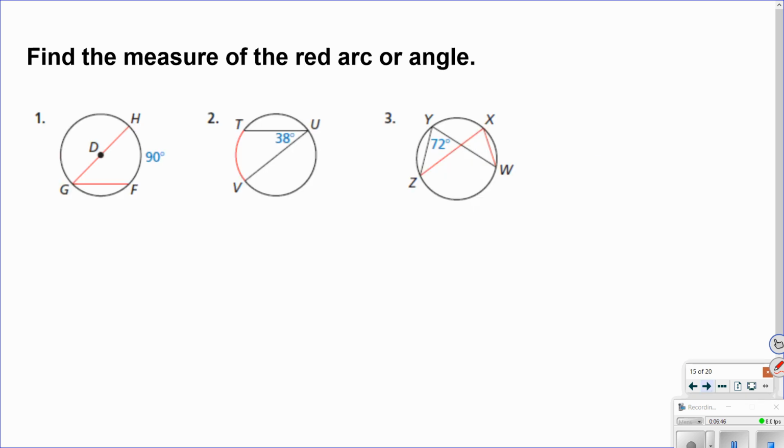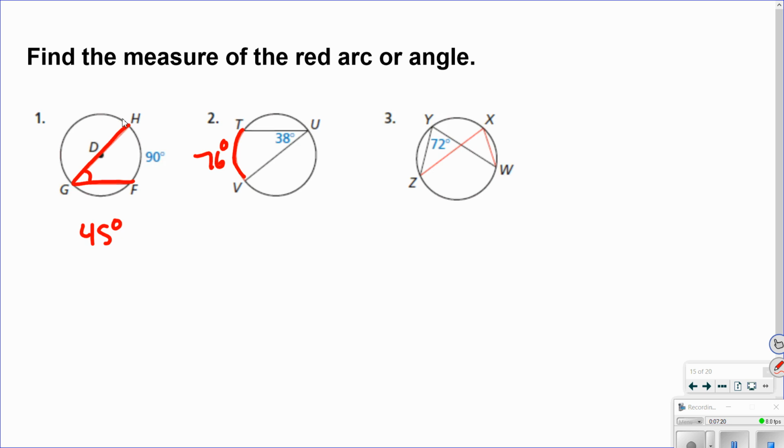Okay, pause this, try these three problems, and then I'll work them through and you can see how you're doing. Angle 1, it's kind of hard to see, but this is the red angle right here. That's what it wants us to find. Well, that angle intercepts that arc, so half of that arc is 45 degrees. On this one, the red part's the arc right there. That arc subtends to that angle, so double that. So 38 times 2, what is that, 76 degrees.